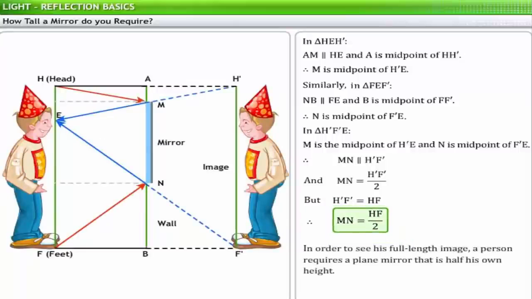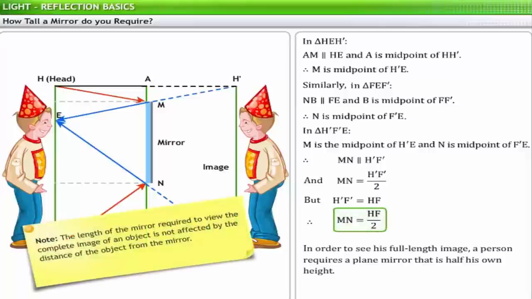Thus, in order to see his full-length image, a person requires a plane mirror that is half his own height. Therefore, to view the complete image of an object, you need a mirror that is at least half the height of the object.